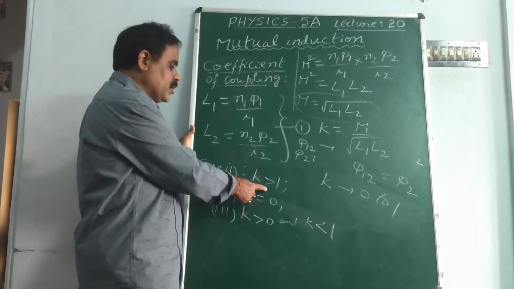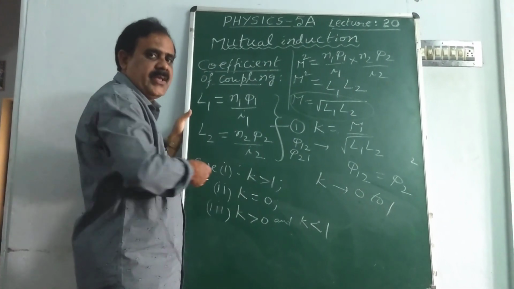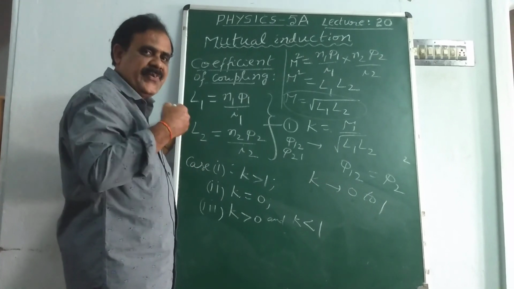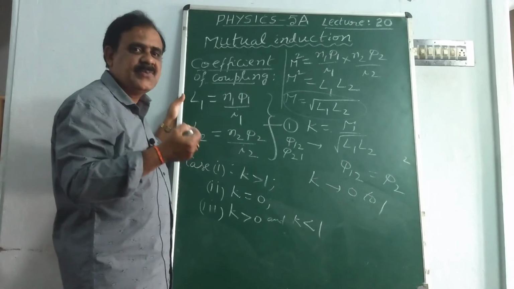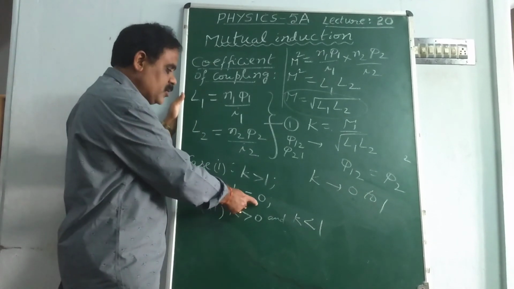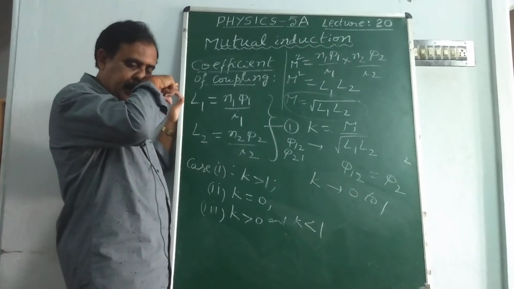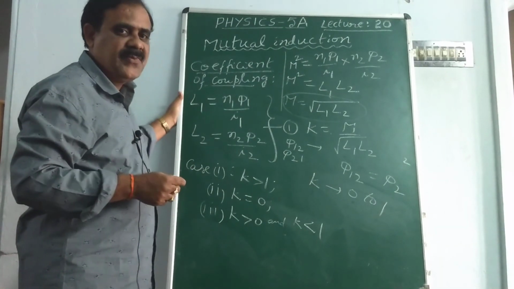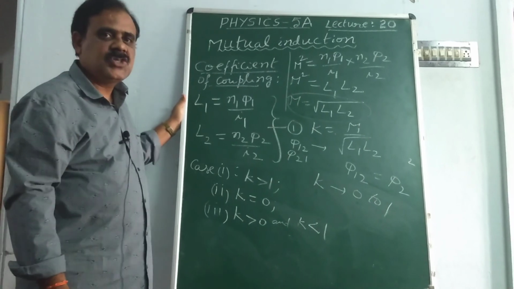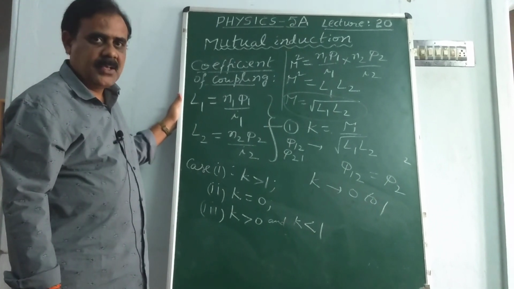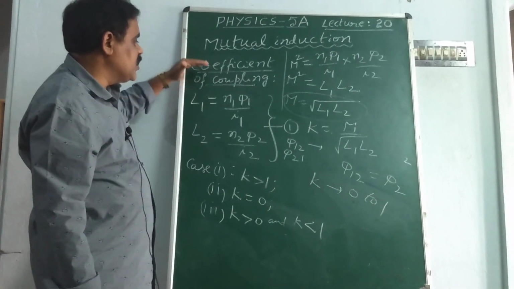If K is greater than 1, then the coupling is said to be perfect. That is called there is very light leakage of the flux between the two coils. And if K is equal to 0, then we can say that there is no question of any coupling between the two coils. If K is greater than 0 and less than 1, we can say the coupling is said to be optimum coupling. So this is about the coefficient of coupling.